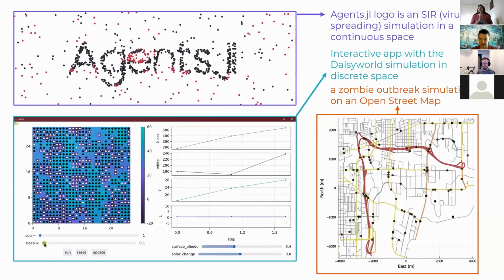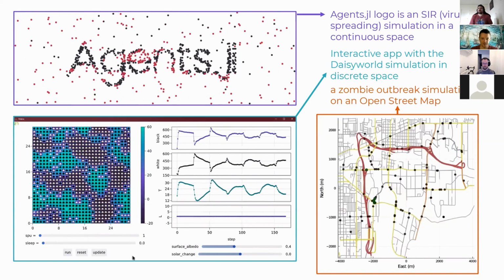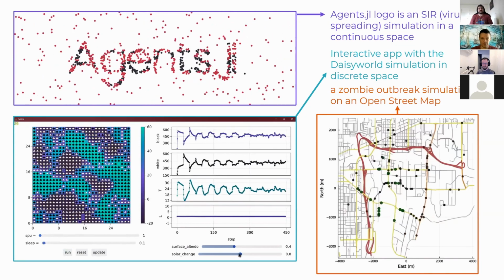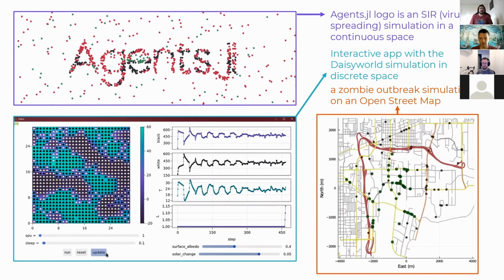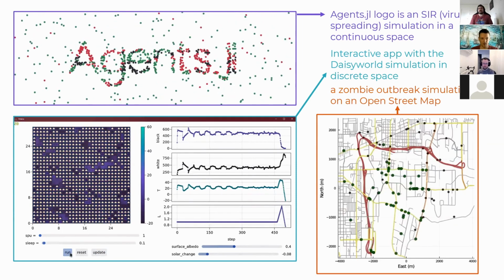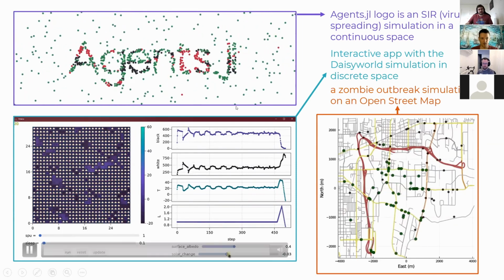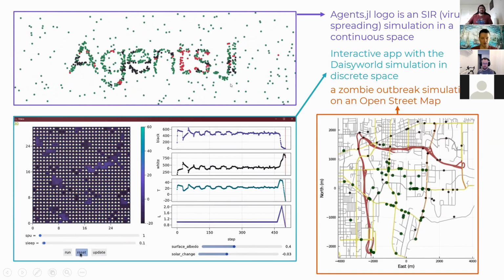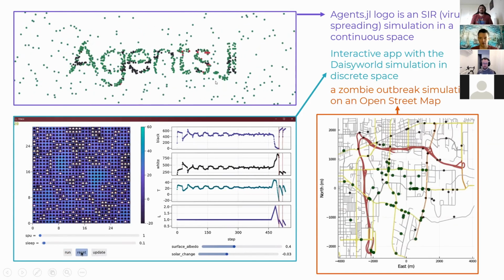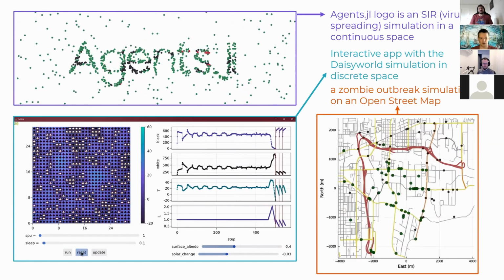Cool. All right. So welcome in this session of the workshop. So we will be going through Agents.jl, which is a Julia framework for agent-based modeling. On the screen, you see three simulations that are actually done with Agents.jl. The first one is actually the logo of Agents.jl, which is a simulation of an SIR model, so a virus spreading in a continuous space.